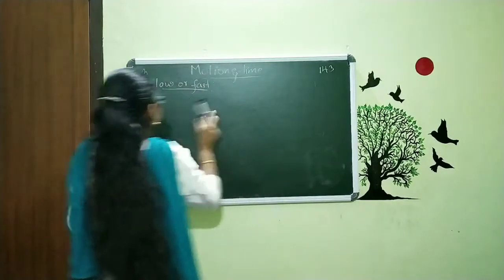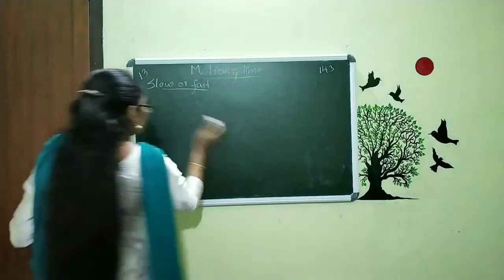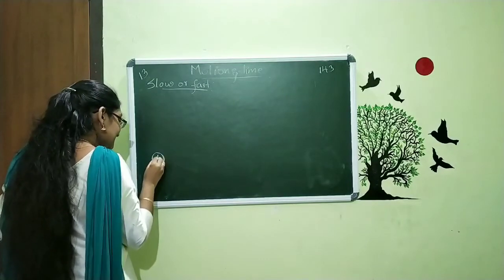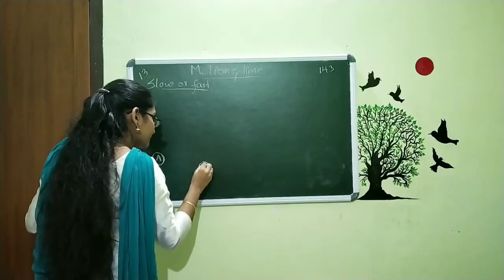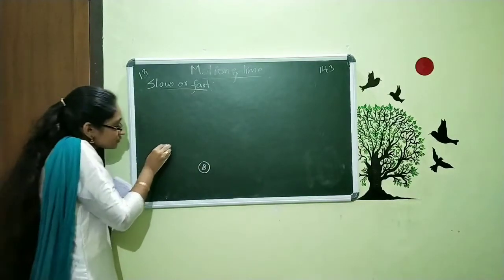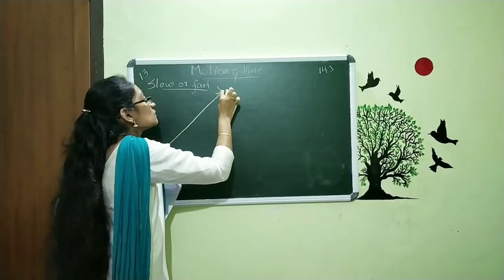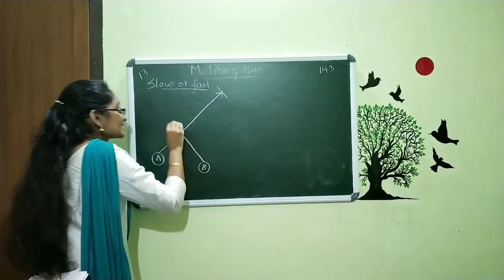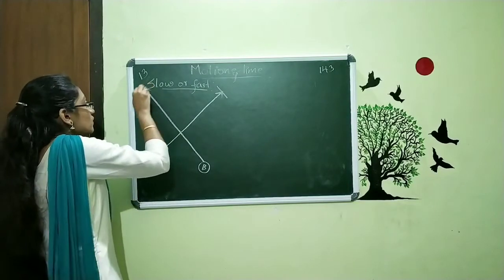For that, again, I am considering one example, two objects. Two objects again, A and B. This is A and this is B. This A is moving in that direction and finally it stops here. And this B is moving in this direction and stops here.